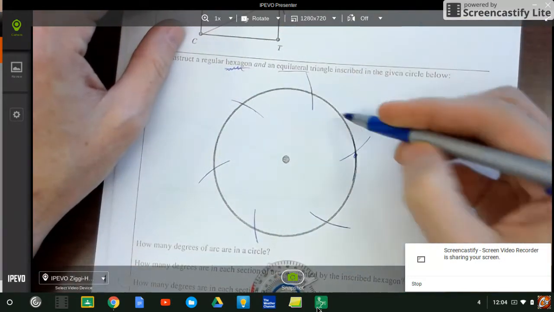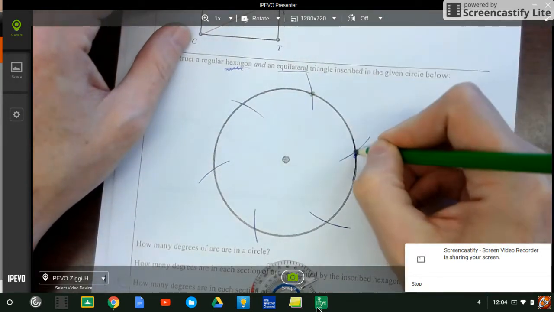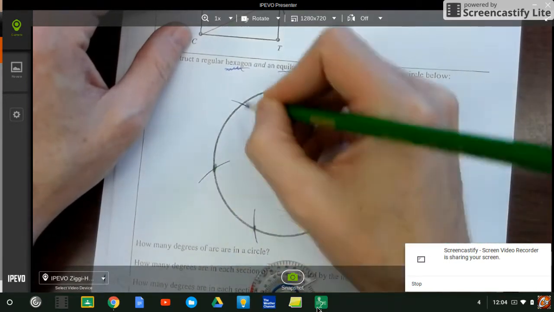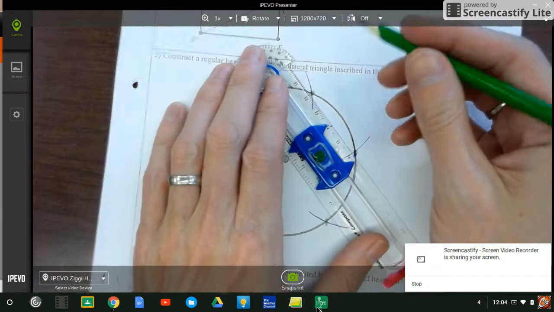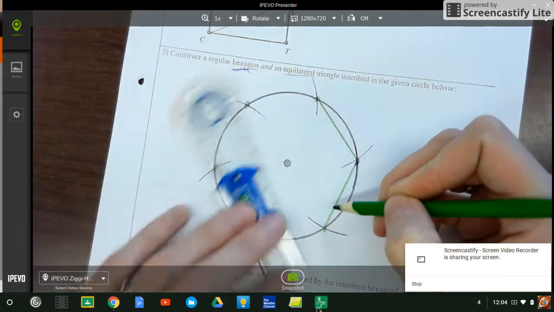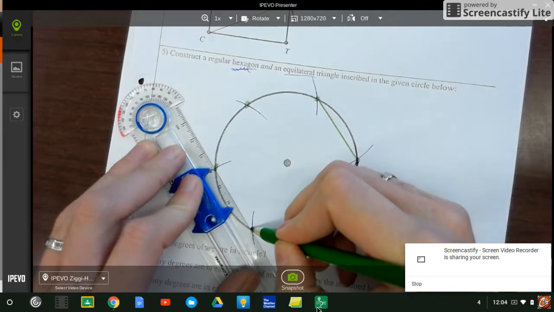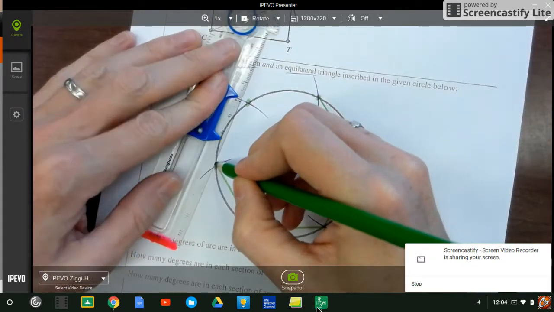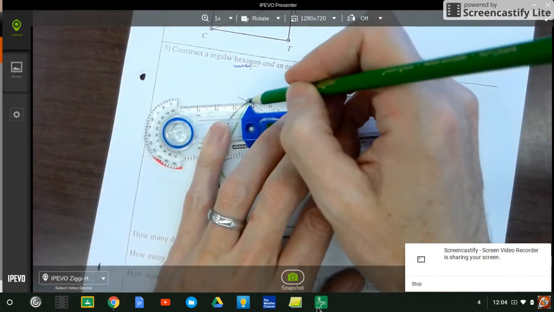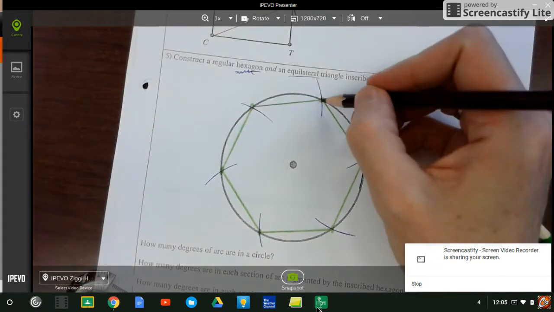I'm going to connect each of these points. Now, this is where a lot of people messed up in class. We're connecting these intersection points, okay? We're not connecting the ends of these little arcs. We're connecting to each of these intersection points. So I'm going to do that in the green here, okay? Because you want every vertex to be on the circle. There we go.